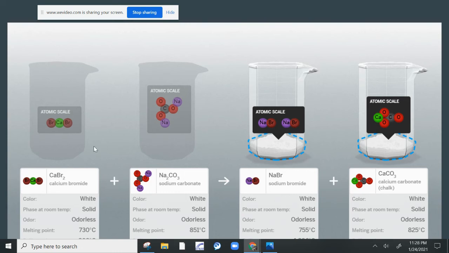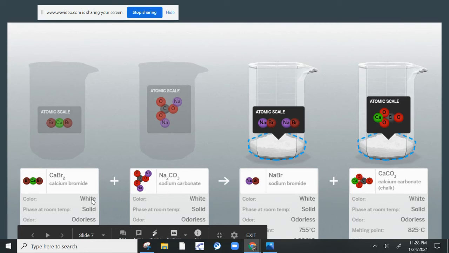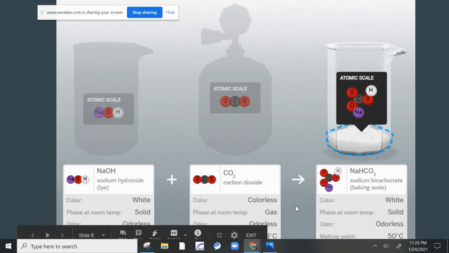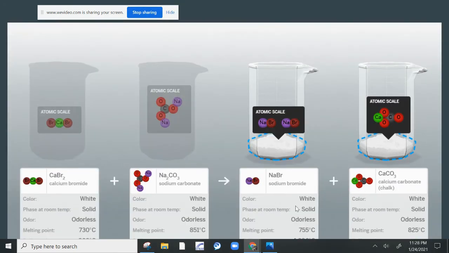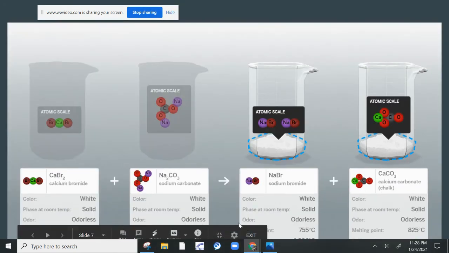What's really cool about the simulation is that you can also see that there have been changes. Even though we might look the same color, white, white, white, white, and it's still a solid, right? We can see that we have these chemical properties that have changed, right? So the melting and boiling point have changed. So that's a way of looking at them. The physical properties have changed.